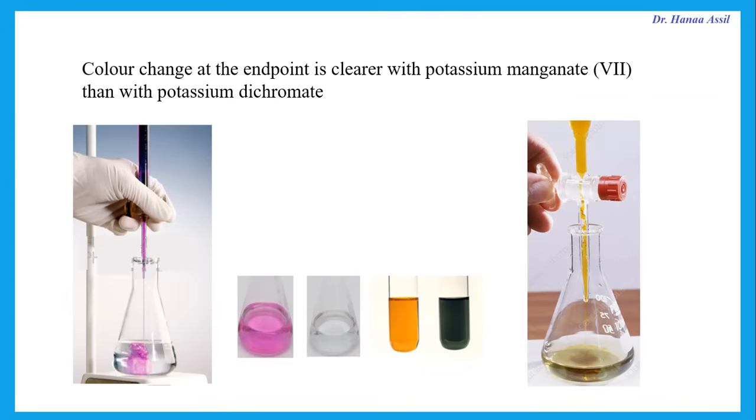We could do that also with potassium dichromate, but you should realize that the end point with potassium permanganate is clearer. It is much better to use potassium permanganate as the oxidizing agent used in the titration, because the color change or the end point is more clear than when we use potassium dichromate.